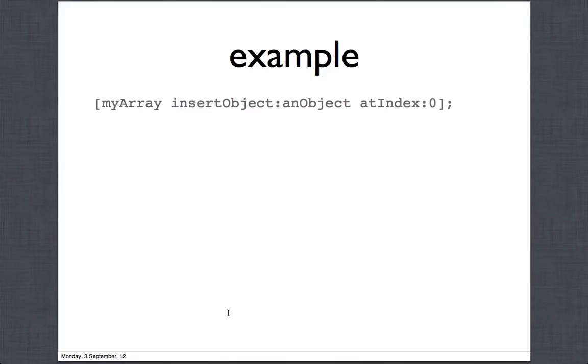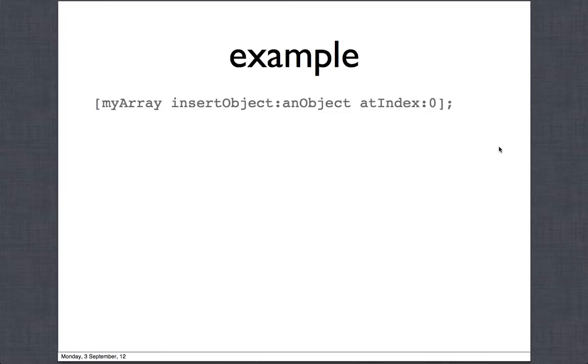So here's an example. We have an array. So this is not a class. This is, in this example, an instance of the class. So an actual array with probably some data or maybe no data. And we want to insert an object at some index in this array. So this is the method that we described a few slides before. So I say insert object, an object, at index 0. It makes perfect sense. I understand exactly what's happening. I'm inserting this object at this index.